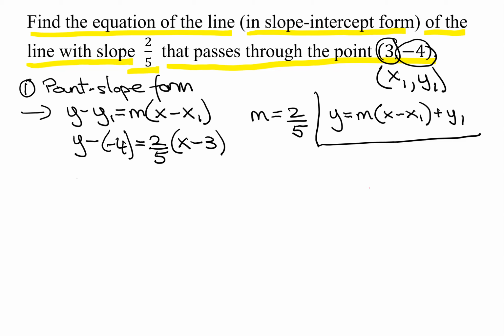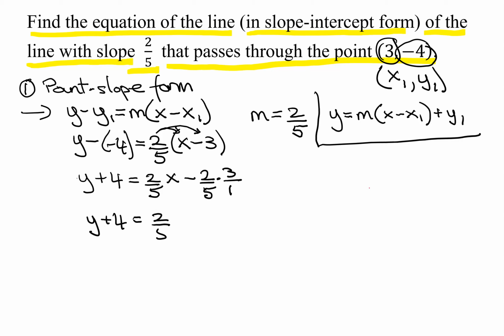So now it's just arithmetic. So I have y minus a -4 becomes +4 equals, distribute the 2/5 into the parentheses. So I get 2/5 x minus 2/5 times 3. And since 2/5 is a fraction, I'm going to write 3 as a fraction too to make my life easier. So now I get y plus 4 equals 2/5 x minus, nothing reduces in this fraction, 2 times 3 is 6, over 5 times 1 is 5.